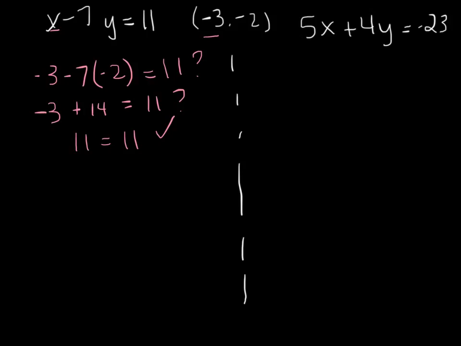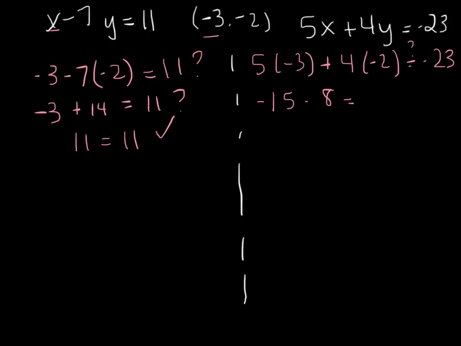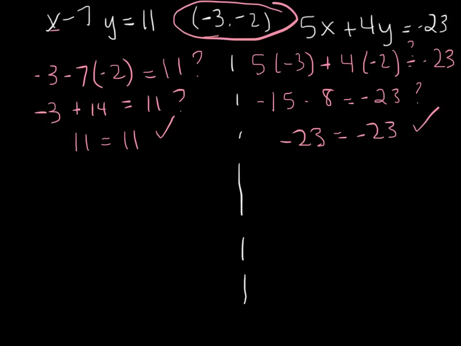Beautiful. Now we're going to do the same with the other equation. We have a 5 times negative 3, because that's our x, plus 4 times a negative 2, because that's our y, equals a negative 23. 5 times negative 3, negative 15. 4 times negative 2 is a negative 8. We're asking ourselves, is this true? A negative 23, is this true? Negative 15 minus 8 is negative 23, equals negative 23. Boom, that's true. Therefore, we know that this is our answer.